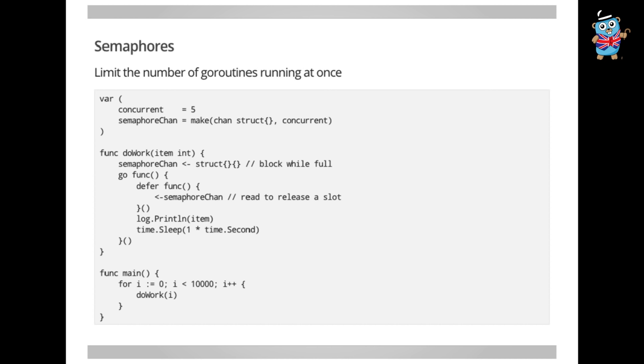And while there's room in that channel, that's going to go through no problem. As soon as that channel's full, it'll block. It can't put any more in. And then you spin up another Go routine here where you defer the function of reading from that semaphore channel. And that then clears one of the slots, which then would unblock one of the others.